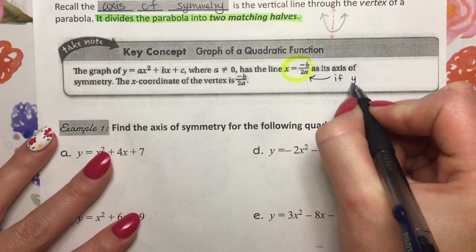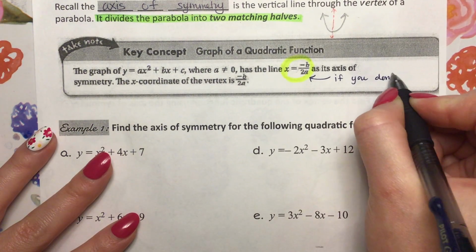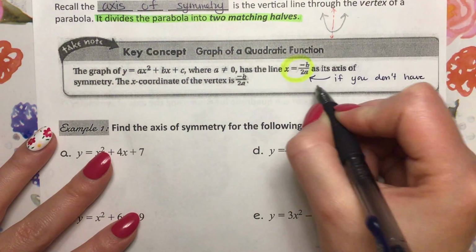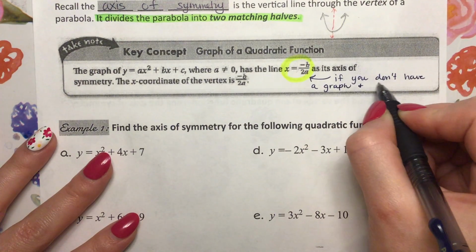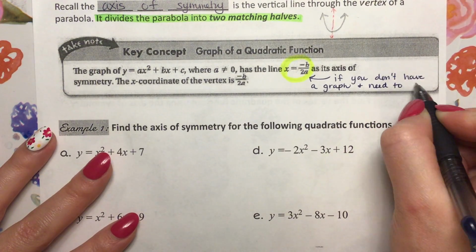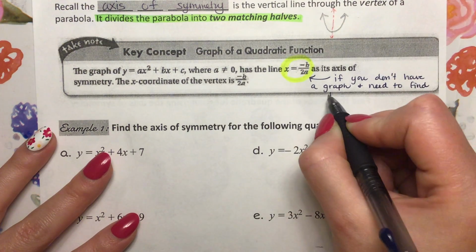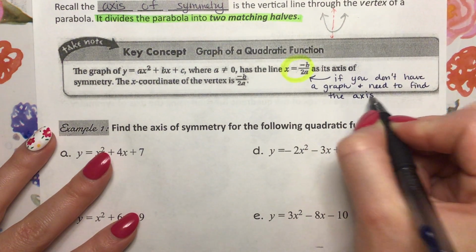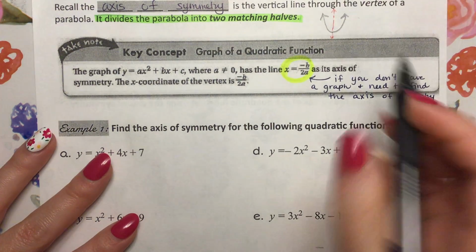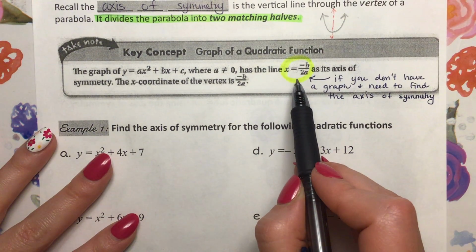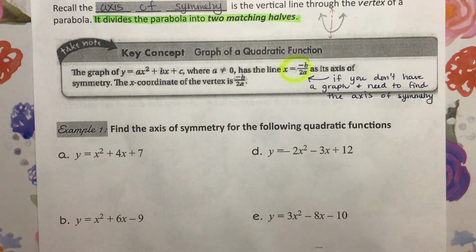If you don't have a graph and need to find the axis of symmetry, you're going to use that formula right here. Now that might seem a little strange. What is b? What is a?